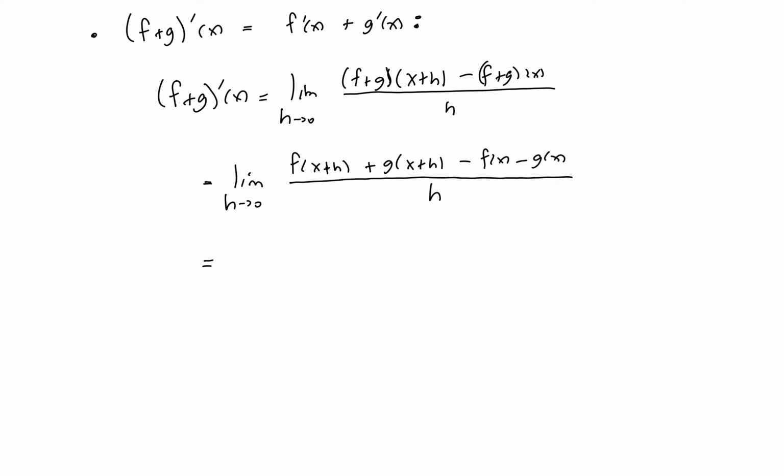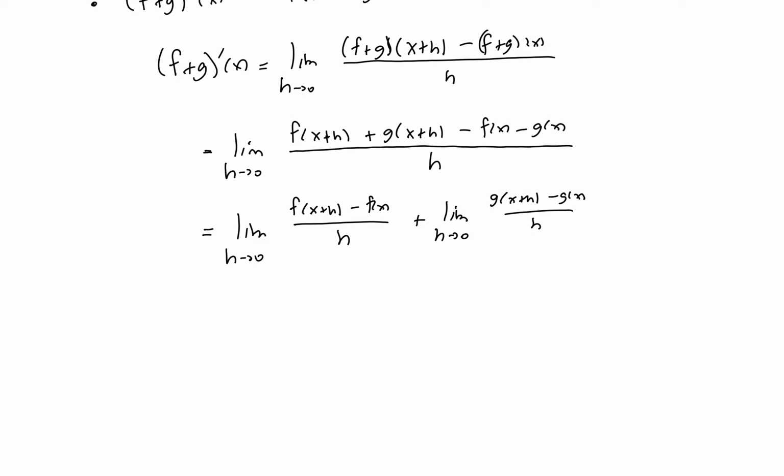And now we just regroup these things and split them up. So let's put the f's together and split up the limit with the g's. And now notice this first limit is the definition of the derivative of f, and the second is the definition of the derivative of g, which is exactly what we expected to have happen.